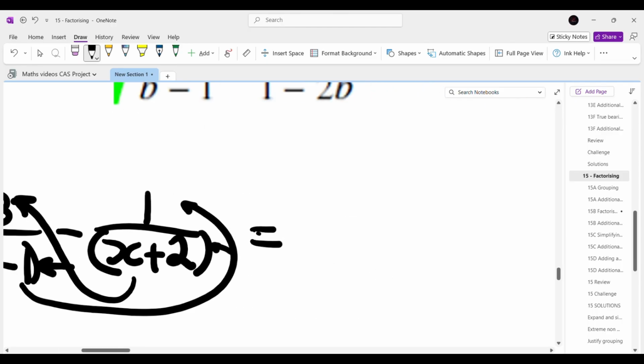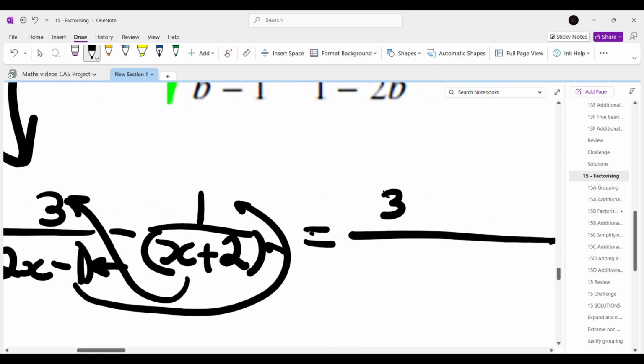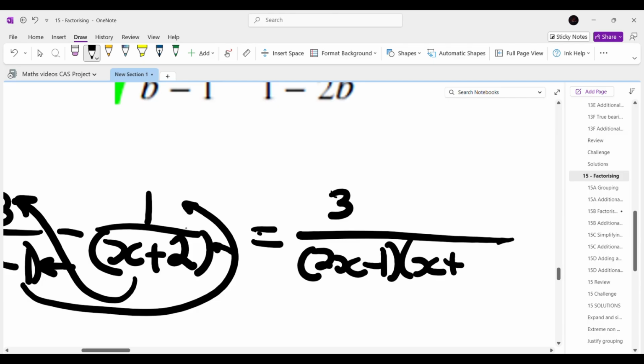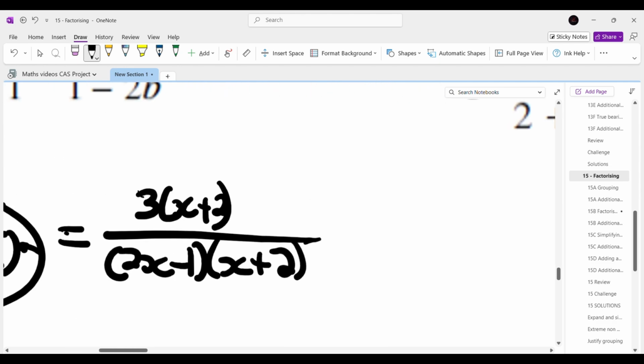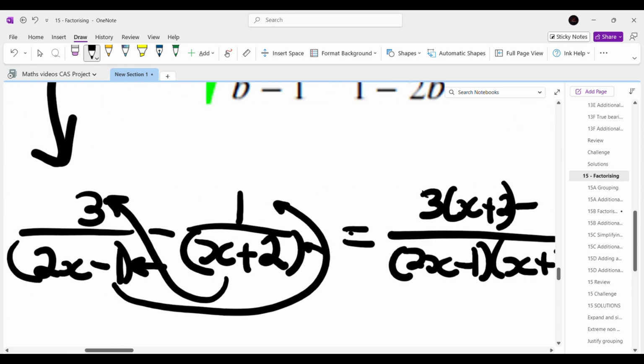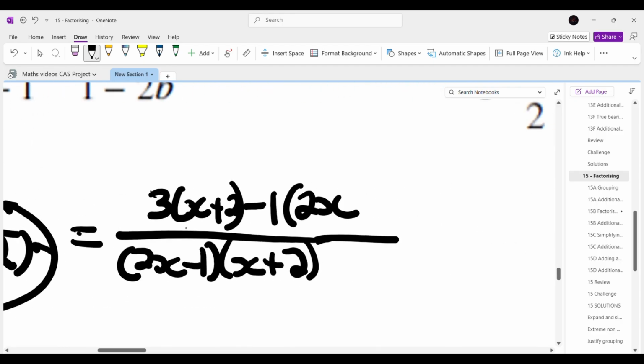So we just end up with, obviously under the same, we have a common denominator now, so we can just simplify this to 2x minus 1 over x plus 2. And we have 3 times x plus 2 minus 1, which is just the same thing, so it just becomes minus 1 times 2x minus 1.